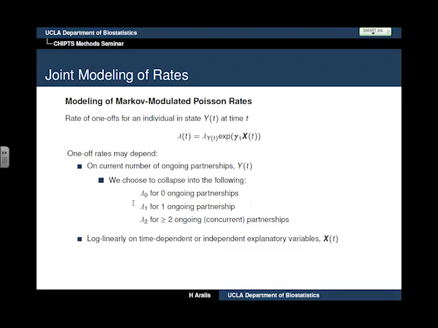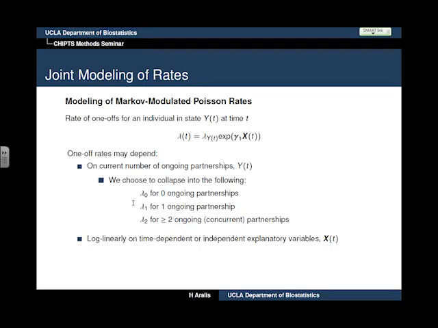So this lambda t is how we've chosen to model the rate of one-offs. There's essentially a baseline rate here, and then we've log-linearly included the option to include explanatory variables. So our one-off rates depend on the current number of ongoing partnerships, yt, in addition to these explanatory variables.